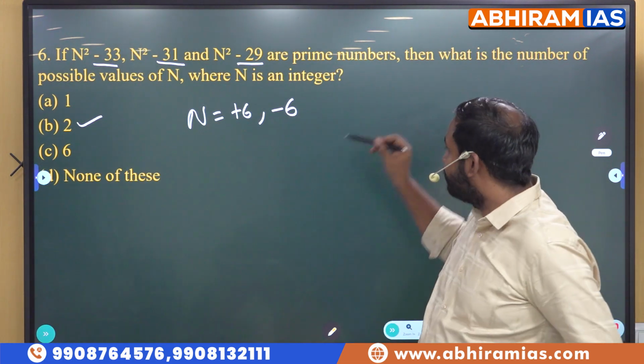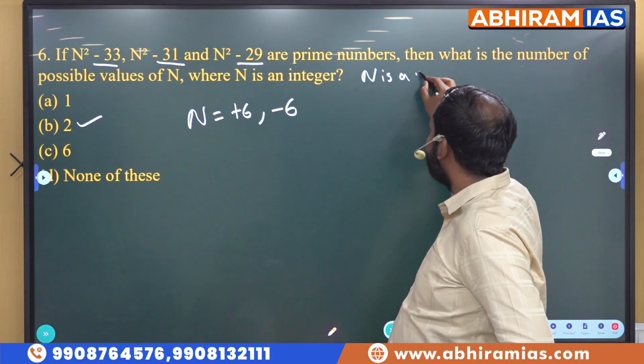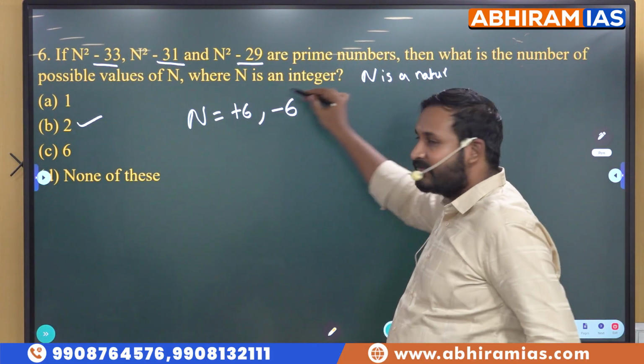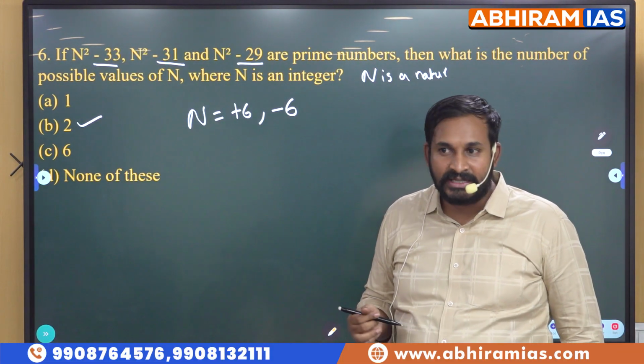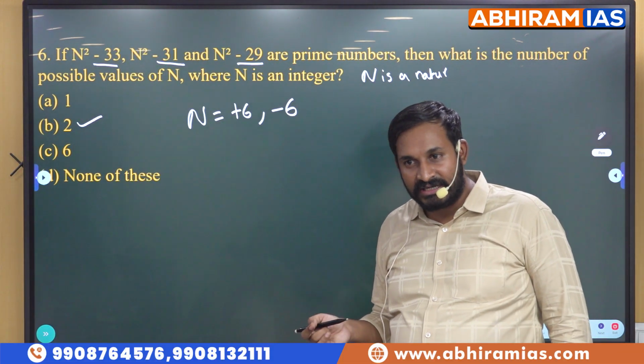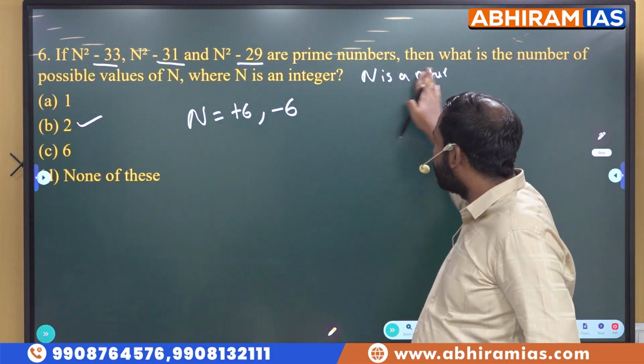Understood? If it is the same question, and they say that n is a natural number, what will be our answer? Our answer will be 1. Why? Because we will take only plus 6. Here they mentioned that n is an integer. So always please be careful with what kind of number it is.